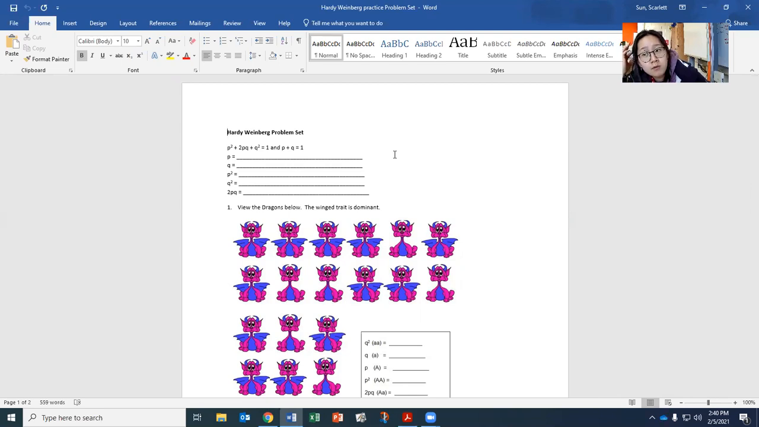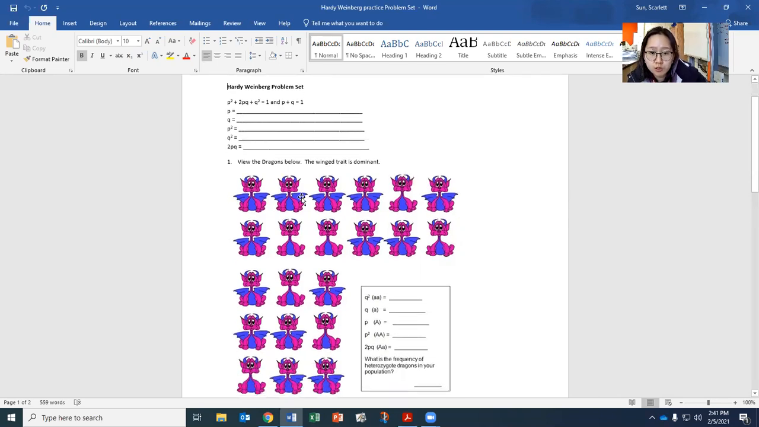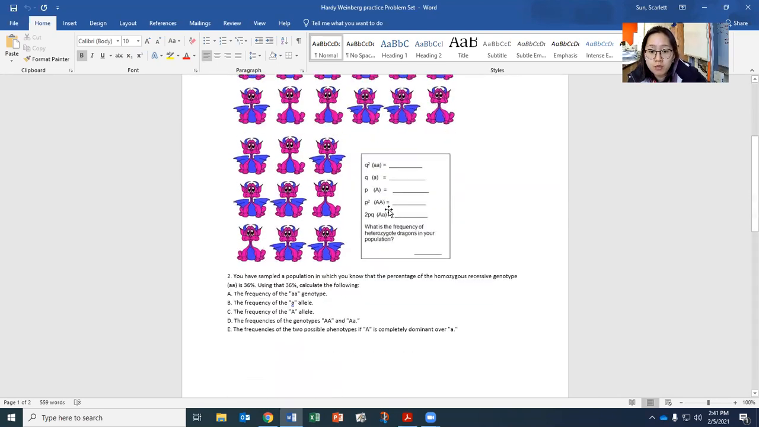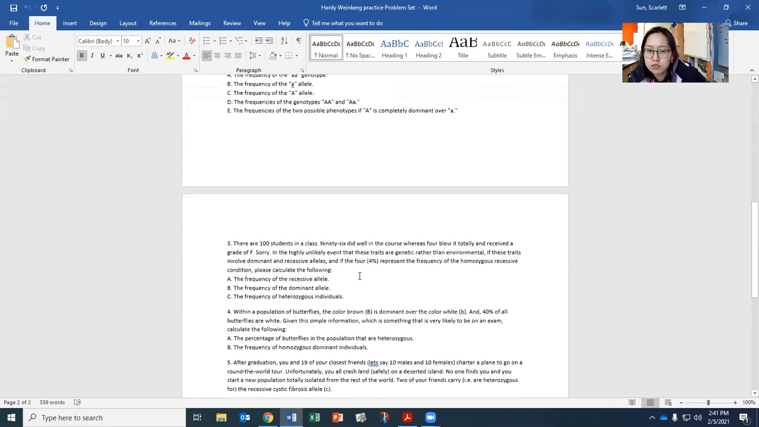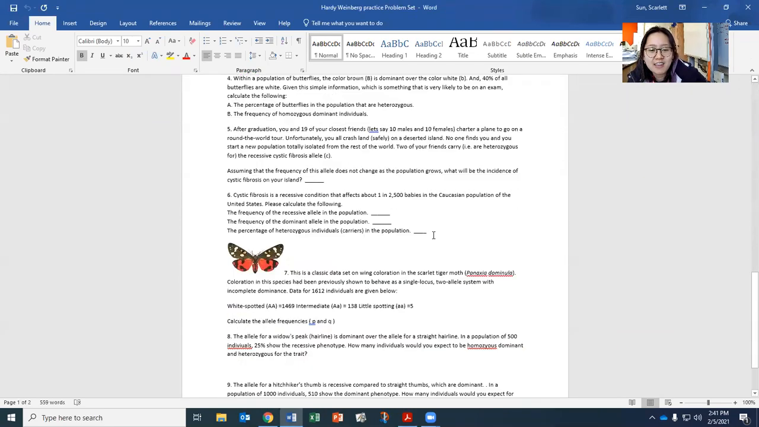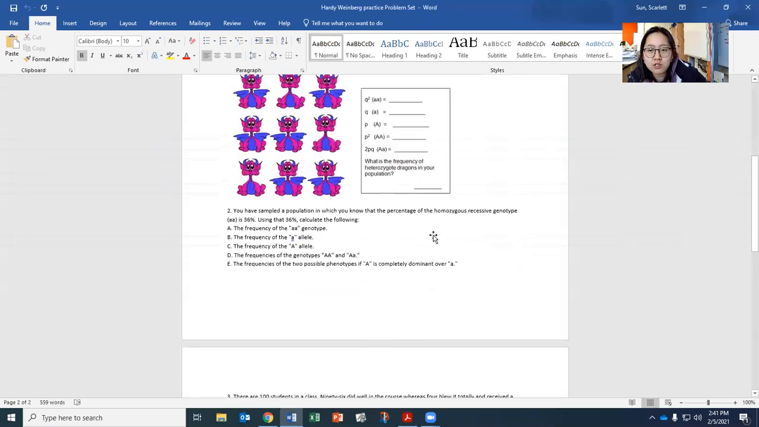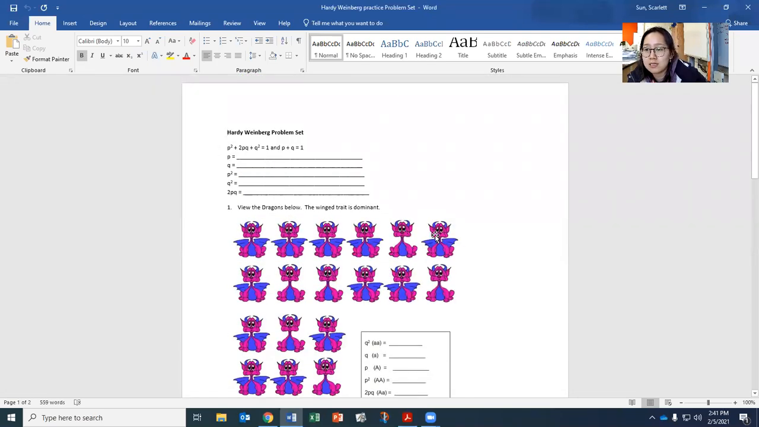So p would be the frequency of the dominant allele, right? For example, p squared is the frequency of the homozygous dominant genotype, right? So you're going to do that and you're going to write out those for me. And then number 1 is pretty cool too, because you're just counting, so you get a visual example, and then you continue to work on some multiple choice and not multiple choice. These are part questions. And then you'll answer all the rest of these questions in your problem set, and that is due the next class that we meet.